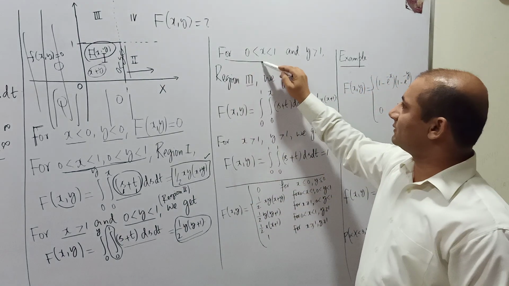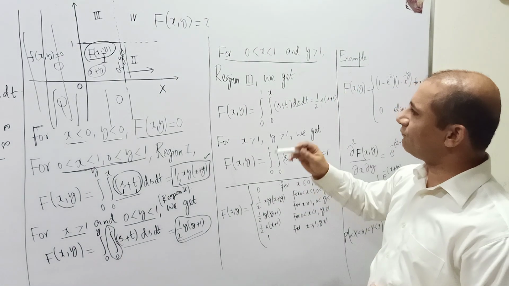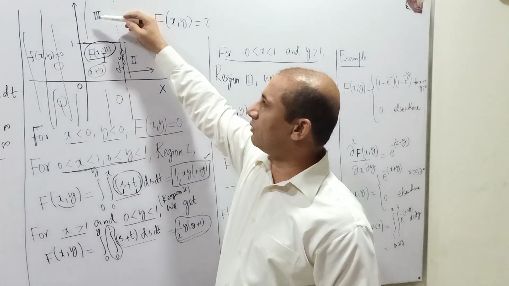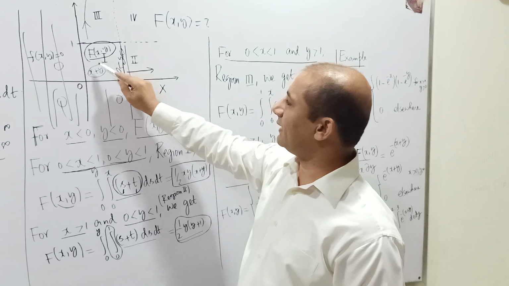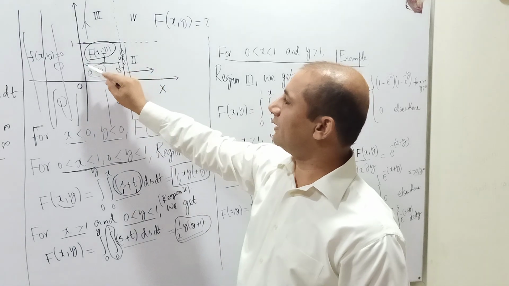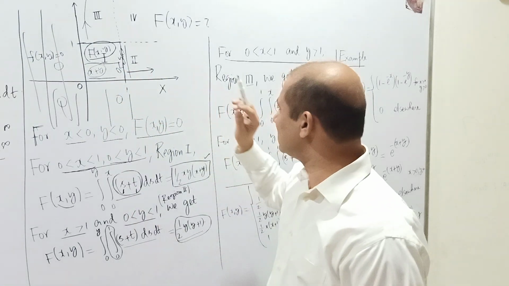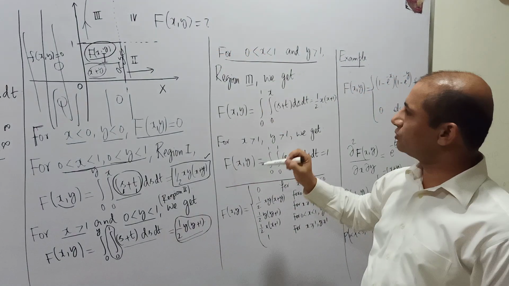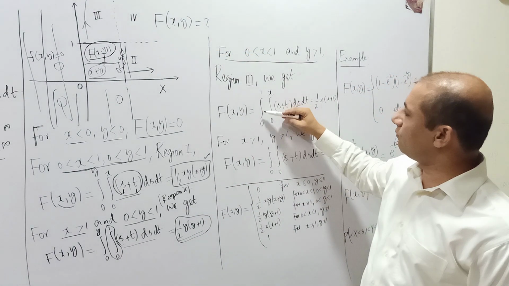Now we look at this. Now please note that y is greater than 1, so y is greater than 1. We are on this direction, but x is somewhere here. X is somewhere there. Now when x is somewhere there, that means we are in the third region. So what will happen then?